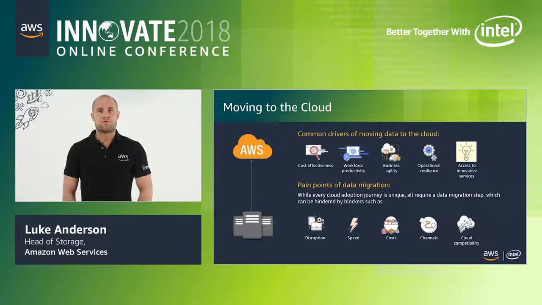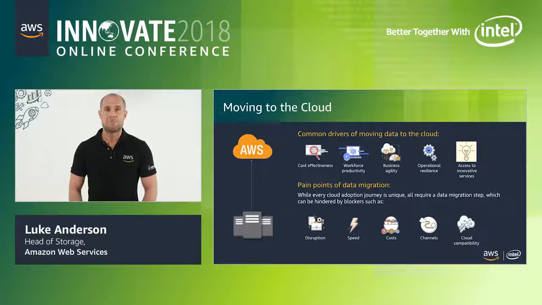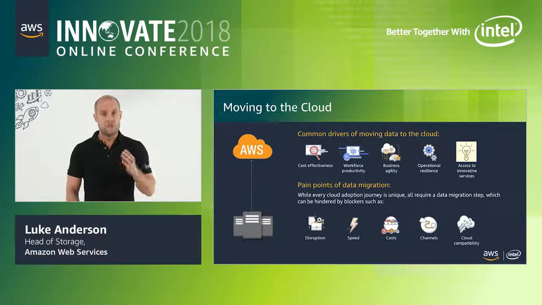So when moving data into AWS, there are some things you need to think about up front. Planning up front is critical to enable the best experience for your end users and your customers. While every cloud adoption journey is unique, all require a data migration step, which can be hindered by blockers. The first is we want to think about things like disruption from migrating a data center or application or workload that can impact your customers and internal stakeholders.